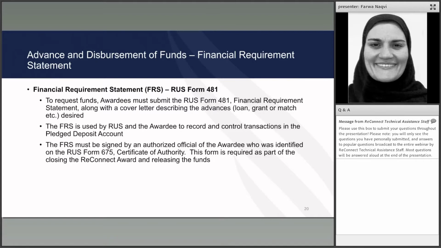Along with this notification letter, the awardee also receives an Excel version of the FRS template. This template is prepared specifically for the awardee because it includes the name and address of the awardee, the award designation, and the award amounts. It also lists all the approved equipment, construction, and professional services contracts and their respective amounts. In addition, any matching and or equity funds that have been deposited in the pledge deposit account will also be reflected on the FRS template.